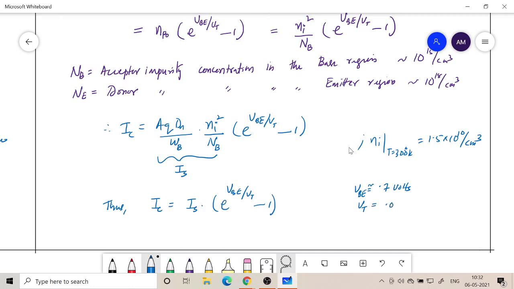And Vt is like 0.026 volts. Okay, so if you take the ratio, earlier also we have done, 700 by 26 it is basically, and this is going to be in the exponent of e. We will exponentiate that, and therefore it's much larger than 1. So with a very good approximation you can write this as e raised to Vbe by Vt. Okay, so this is the collector current finally that we get, and I would like to stop here.